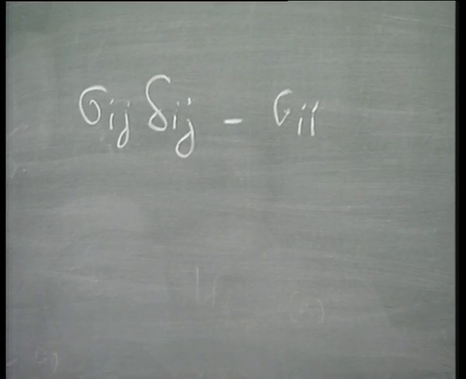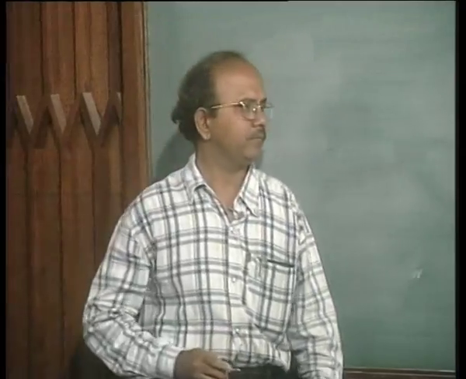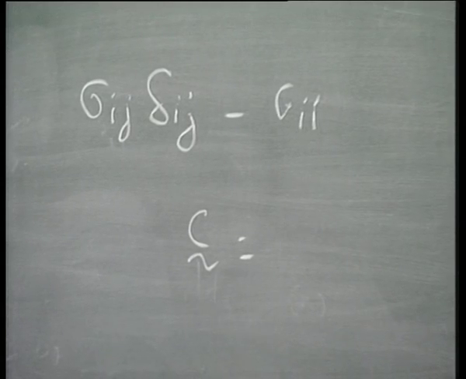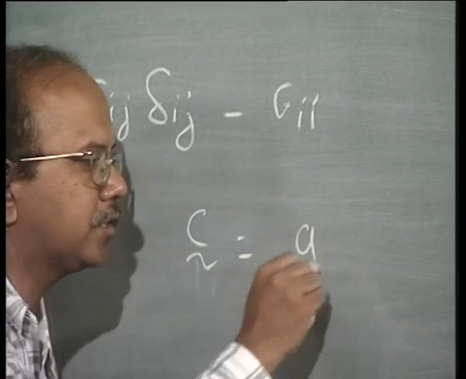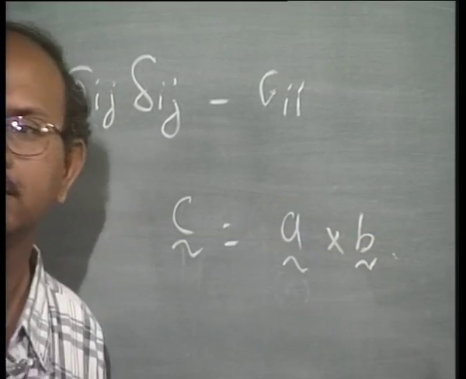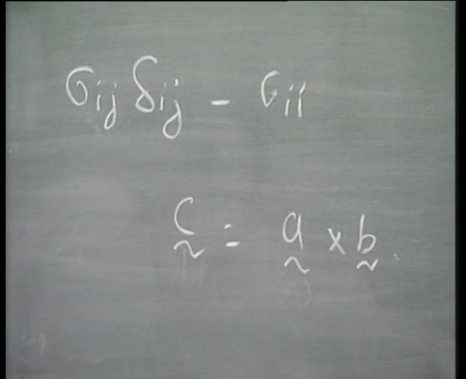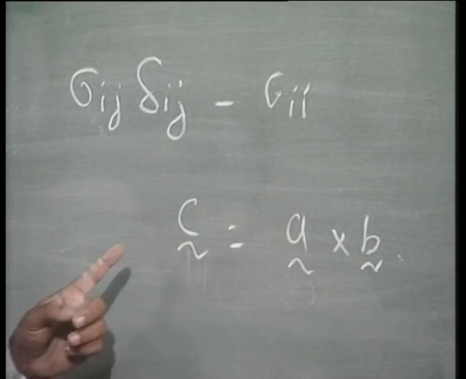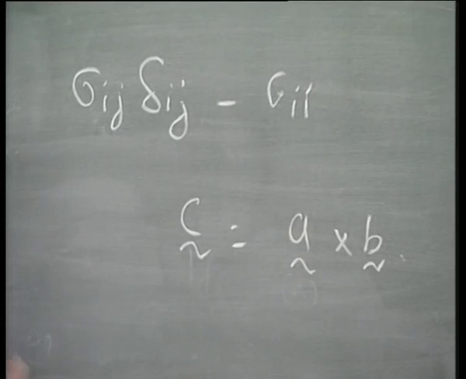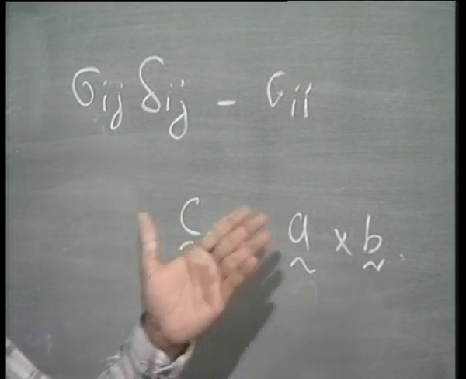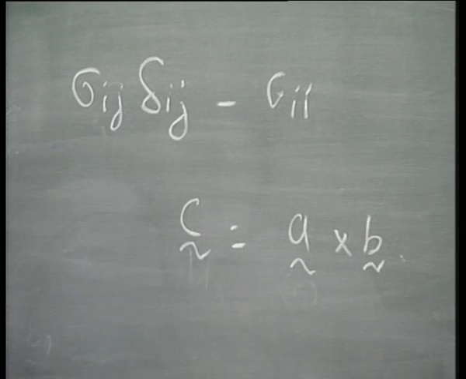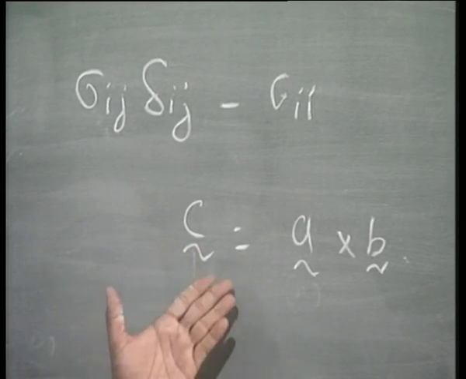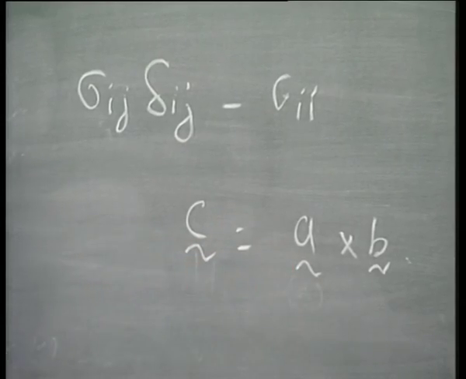I will give you a tougher problem, so wait for a minute. Let us say C is a vector, formed by our famous cross product. How many quantities are there? C1, C2 and C3, or Ci. Similarly A, similarly B. I want to write C_i in terms of A's and B's.